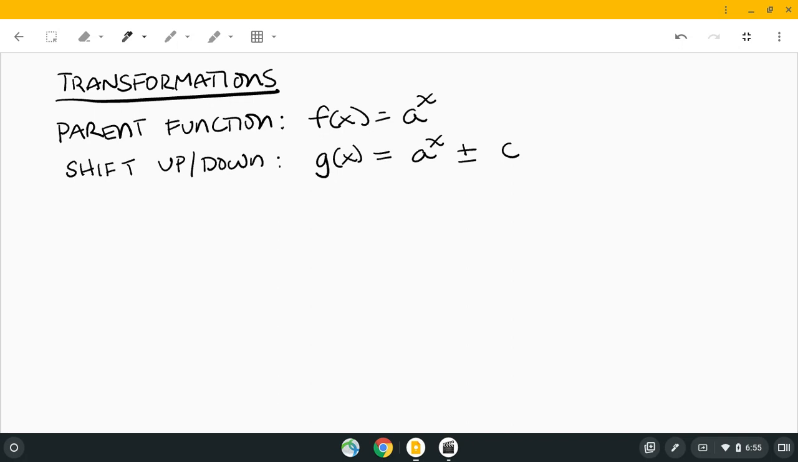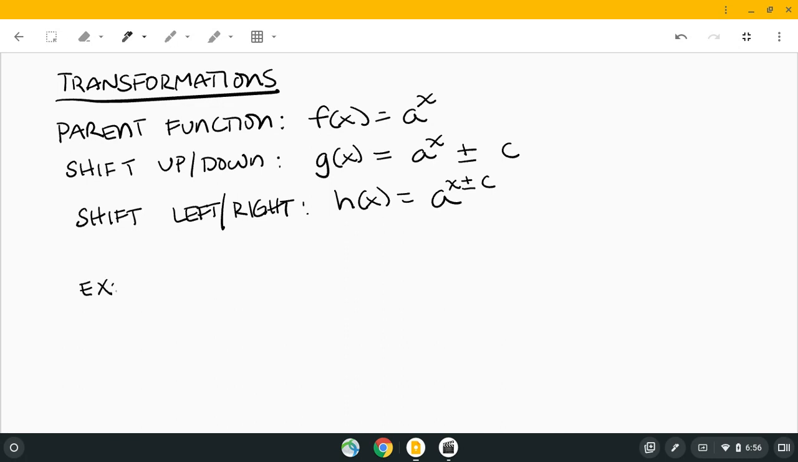Okay. And then you'll shift just like our previous functions. Shift left, right. So your function would be the parent function, but you're adding or subtracting to the x value now. So x plus c shifts it to the left. X minus c shifts it to the right. Okay? So let's take a look at some examples.